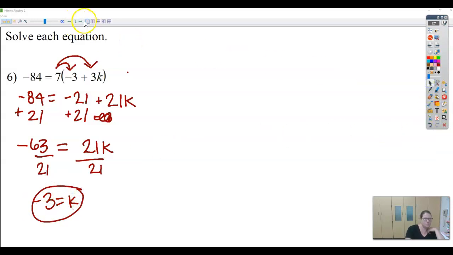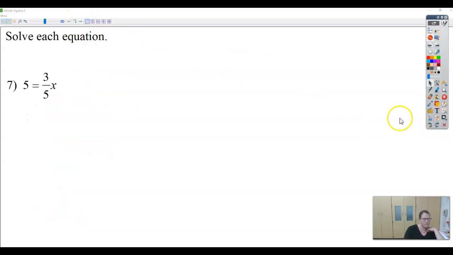Alright, let's move on to number 7. Okay, on number 7 we have a fraction. Notice that this fraction, 3/5, is multiplied by x. Whenever you multiply a fraction by a whole number, and x, we don't know what it is yet, but for all intents and purposes, it's a whole number. I could rewrite this as 5 equals 3x over 5. If there's just a number out to the side of a fraction, it's the same as if that number were on top of the fraction with, in this case, the 3. So 3x divided by 5 is the same as 3/5 x.